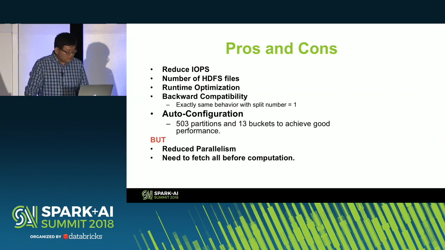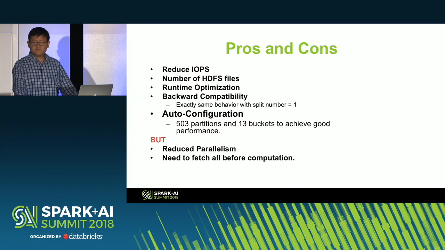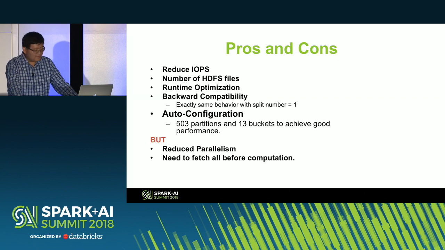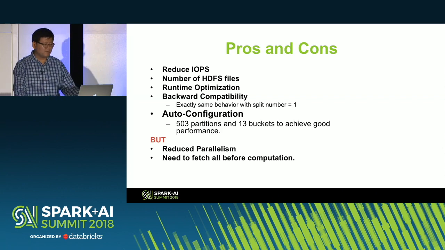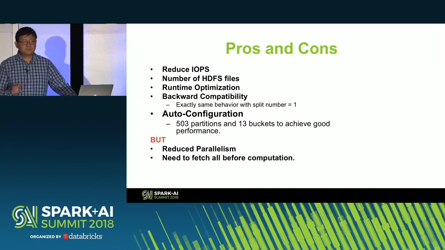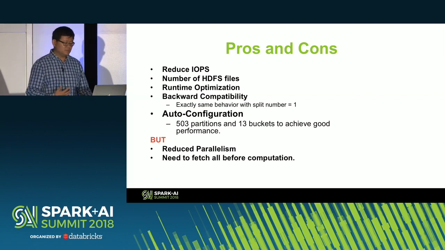It has some pros and cons for this secondary partitioning. First, we reduce the IOPS. If the sub-bucket number is 3, it reduces the size 3 times. If it's 10, it reduces 10 times. The second one is the HDFS files. It reduces the HDFS files by the same factor. Also, when we do the spill, we have an accurate data size estimation, so we can do runtime optimization as well. We also have backward compatibility. If the sub-bucket number is 1, it has the exact same behavior as the original Spark.